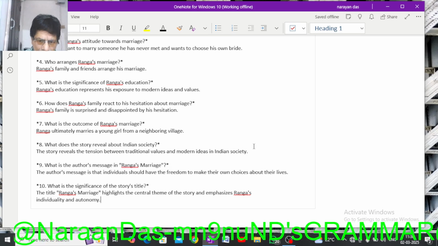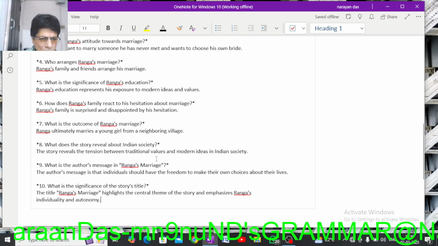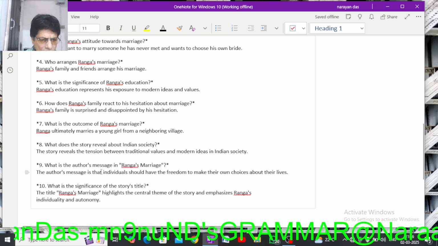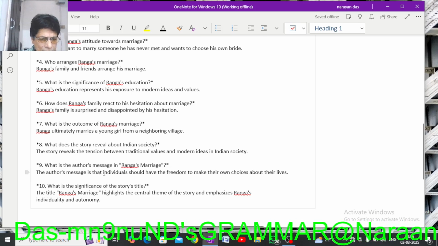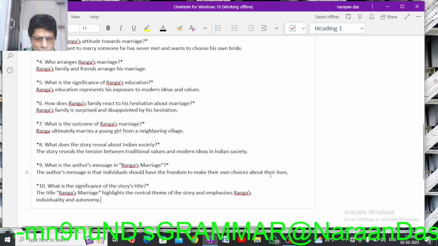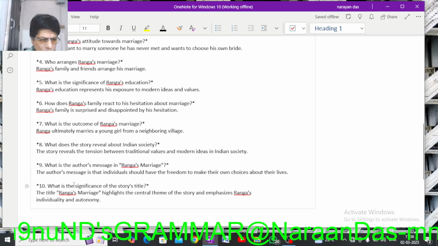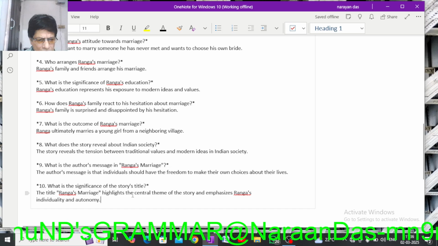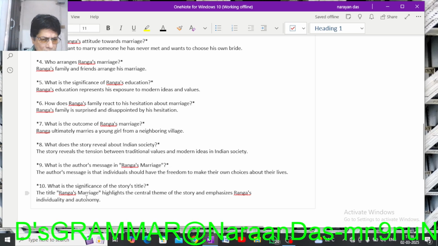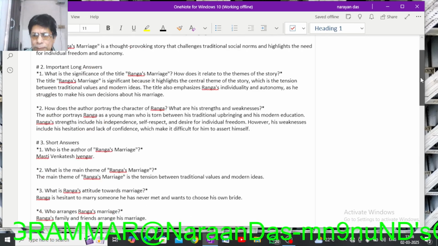Number 9, what is the author's message in Ranga's marriage? Very important. The author's message in Ranga's marriage is that individuals should have the freedom to make their own choice about their lives. Number 10, what is the significance of the story's title? The title Ranga's marriage highlights the central theme of the story and emphasizes Ranga's individuality and autonomy and also self-respect.